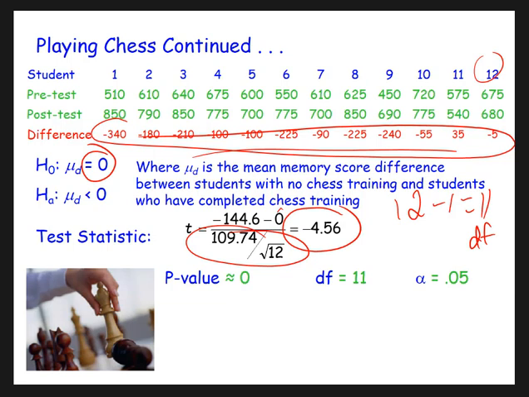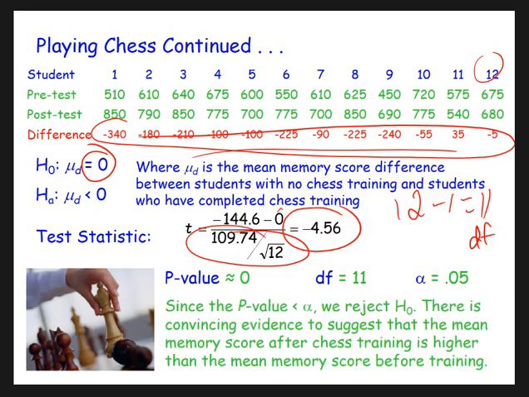The p-value is approximately equal to 0. It's extremely small. So that means our p-value is less than alpha. So therefore we reject H0. So there's convincing evidence to suggest that the mean memory score is better after chess training than before.